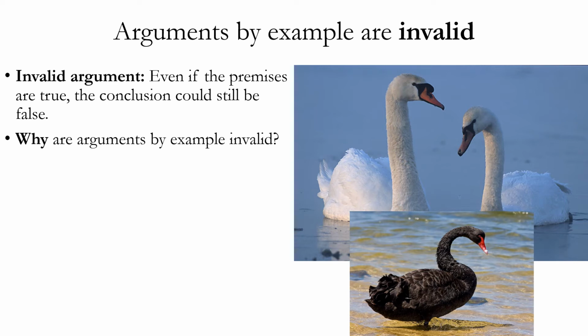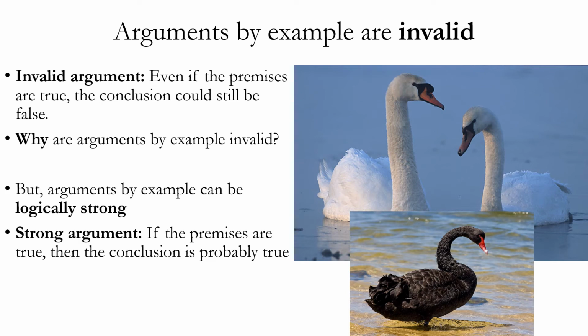It's easier to see this in the case of the swan example, because this has actually happened historically. If you live in parts of the world where all the species of swans are white, then you could observe many, many swans before you observe one that's black from a different part of the world, say. But logically speaking, the same problem affects all of our arguments by example. However, arguments by example can still be logically strong, even though they're invalid.